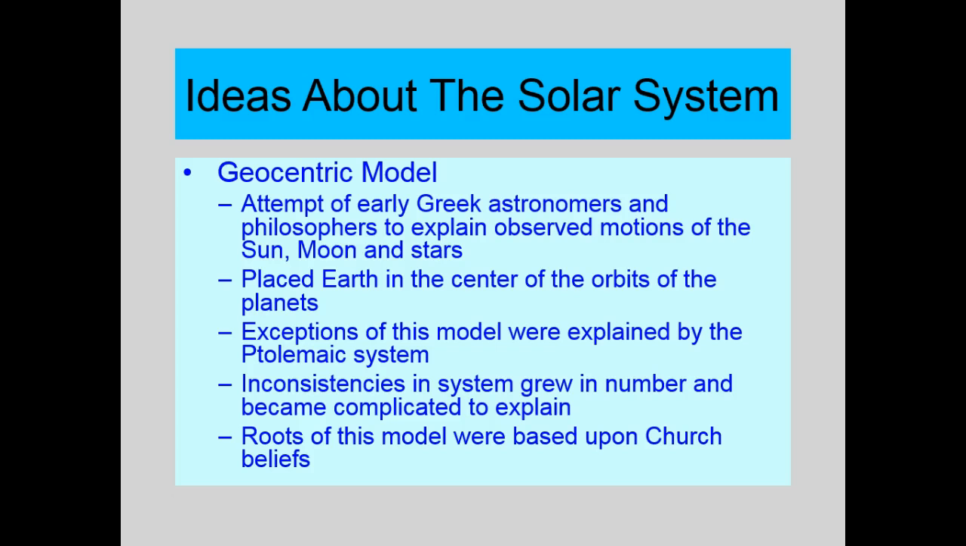Okay? So guess what? Everybody thought the Earth was the center of the universe. And the sun was going around the Earth. The stars were going around the Earth. The moon was going around the Earth. They got that right. Okay? Sorry. Even the planets kind of were going around the Earth. Okay? So the early Greek astronomers and philosophers tried to explain those observed motions of the sun, moon, and stars. They put the Earth in the middle and the others going around.